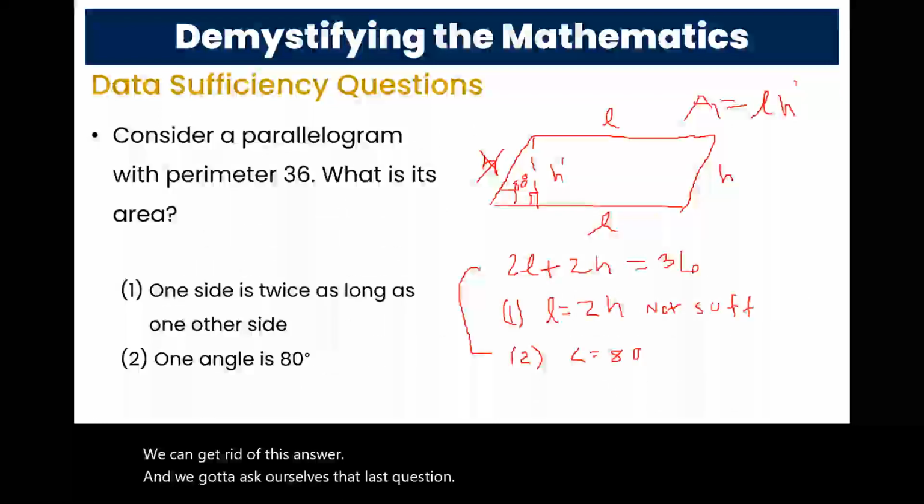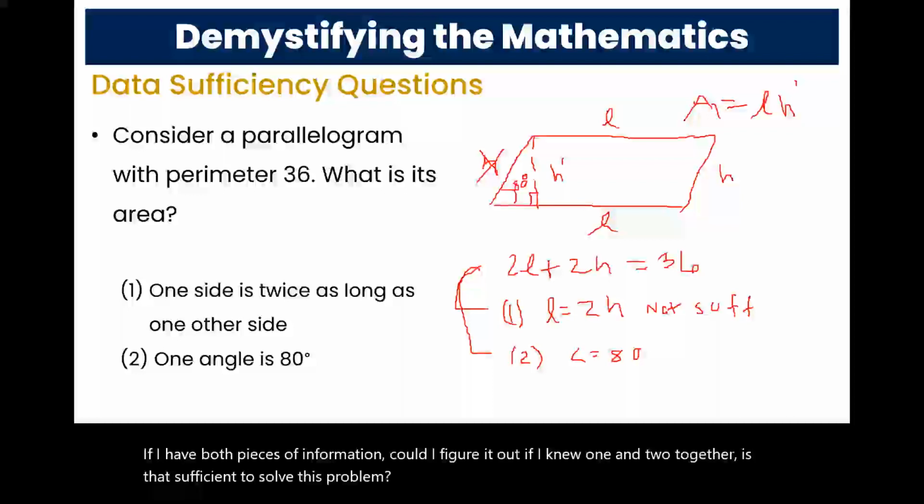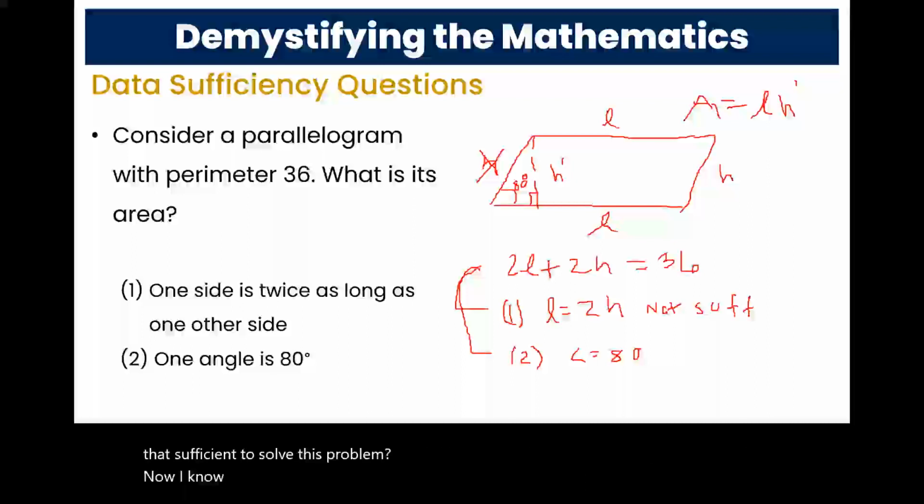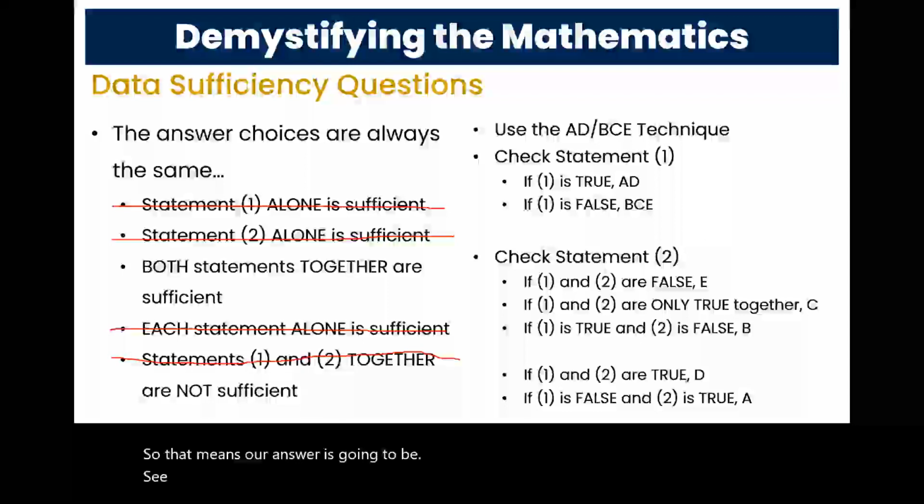If I have both pieces of information, could I figure it out? If I knew 1 and 2 together, is that sufficient to solve this problem? Now I know L and H, and I know the angle, which allows me to get H prime. Now I have enough to solve the question. So that means our answer is going to be C for this one. Both statements together are sufficient.